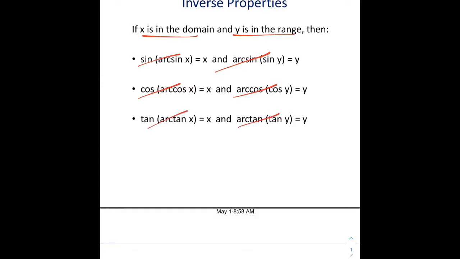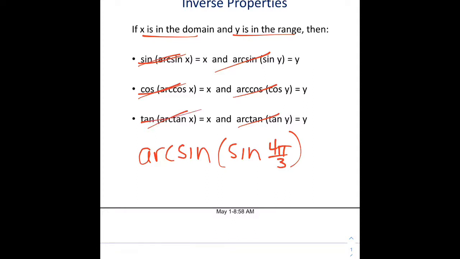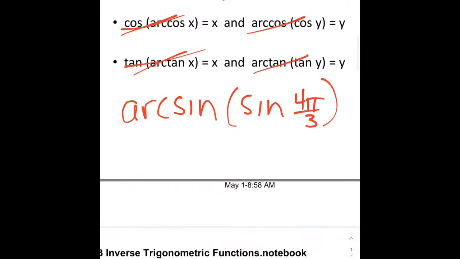But this is when you have to be careful. Let's say that I want to take the arcsine of the sine of 4 pi over 3. If you get cancel happy, oh, the sine and the arcsine are inverses, they undo each other. The cosine and the arccosine, they're inverses, they undo each other. The tan and the arctan, inverses, they undo each other. If you get into that habit, you're going to be in a heap of a mess.